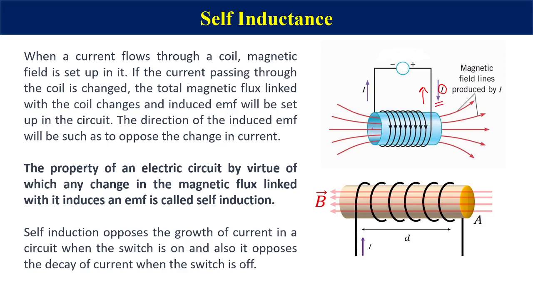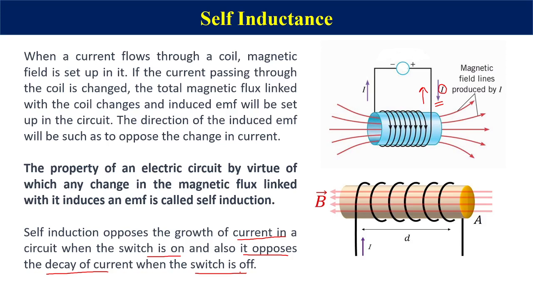Alright. So how do we define self-inductance? The property of an electric circuit by virtue of which any change in the magnetic flux linked with it induces an EMF is called self-inductance or self-induction. So self-induction opposes the growth of current in a circuit when the switch is on, and also it opposes the decay of the current when the switch is off. So that means whenever the current is increasing in a circuit, the self-induced current will oppose that. It will not allow the electric current to increase further. Similarly, the electric current will decrease whenever we switch off the circuit.